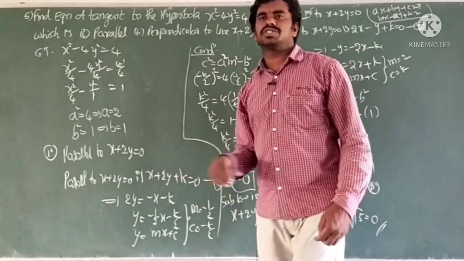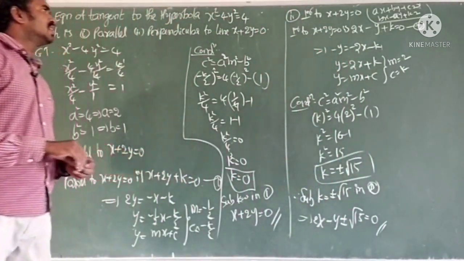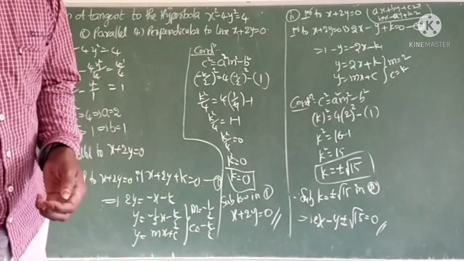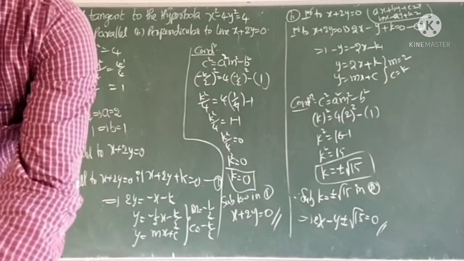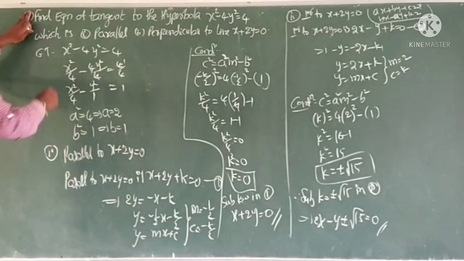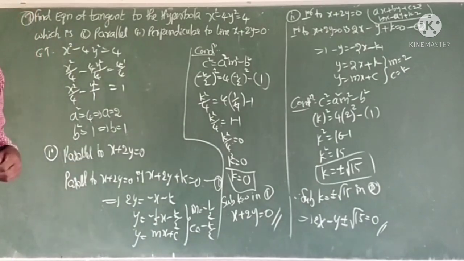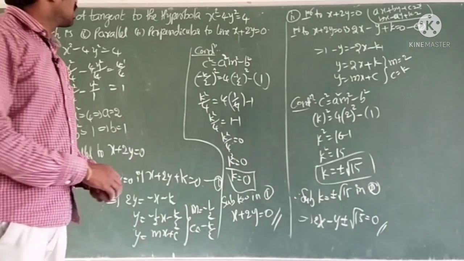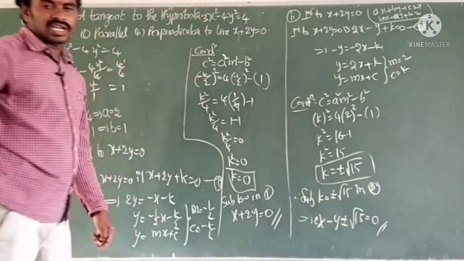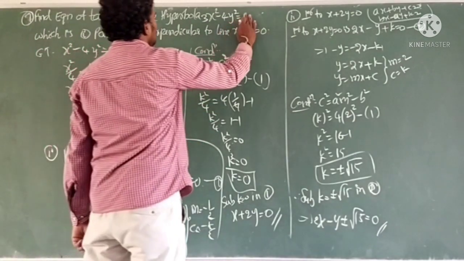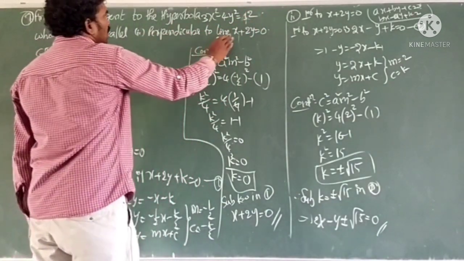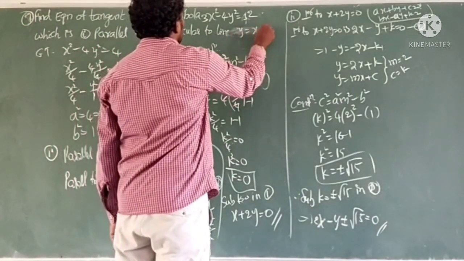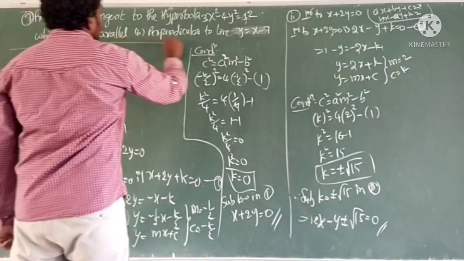Okay? So this is an important question. Next, one more question of the same type is there. I will give it to you, try it in your own way. Seventh one: find the equation of tangent to the hyperbola 3x square minus 4y square equal to 12, parallel and perpendicular to the line y equal to x minus 7. Okay, so you do it. Seventh question.